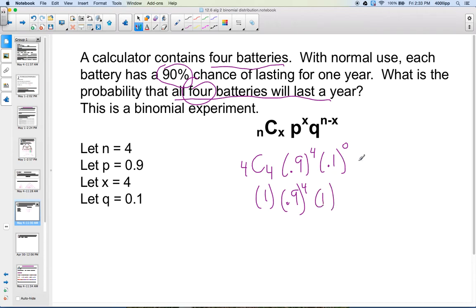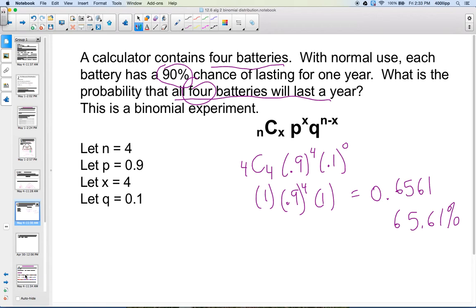Okay, so then we're going to find 0.9 to the 4th is going to give us 0.6561, which is 65.61%. So that is the probability that all 4 batteries will last all year.